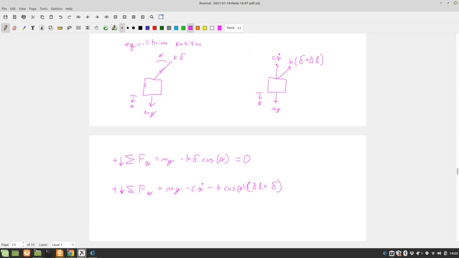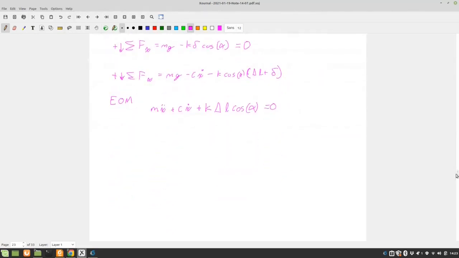Right, so applying Newton's second law, we can cancel out some forces, and our equation of motion becomes mx double dot plus cx dot plus k delta L cosine of alpha is equal to 0. That makes sense?